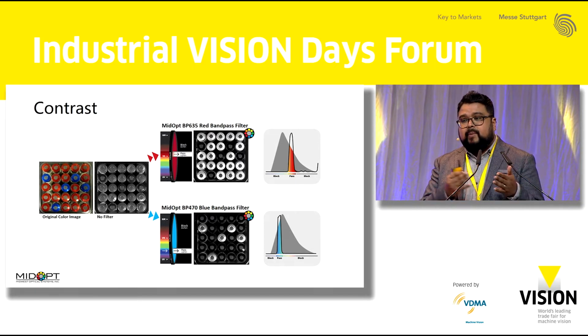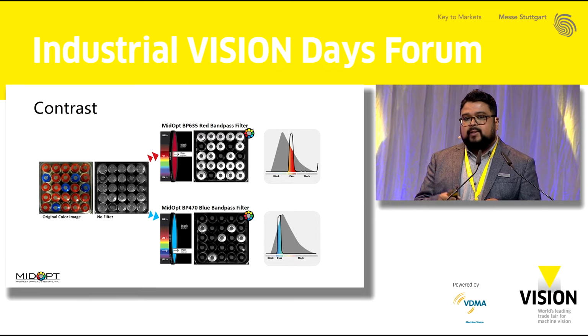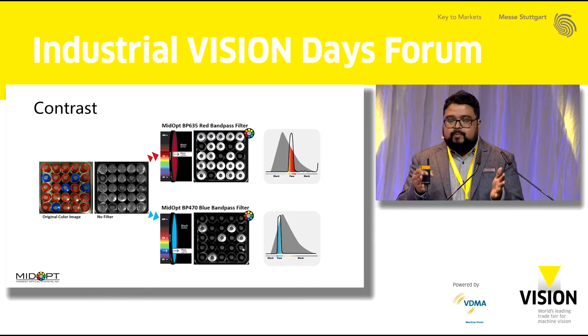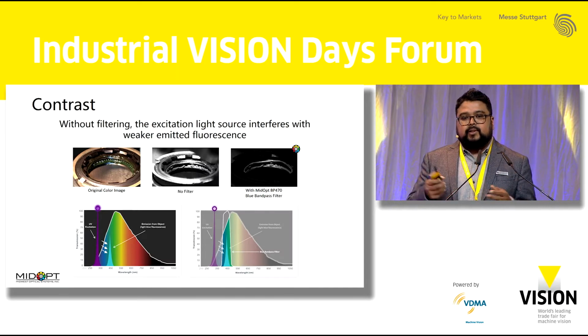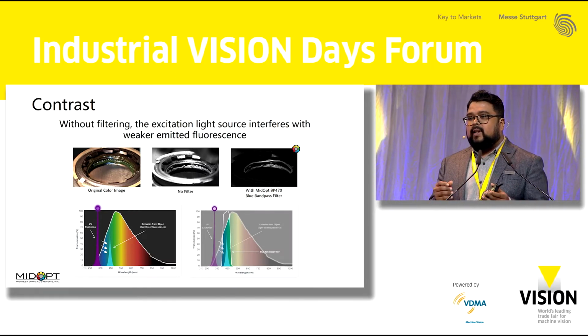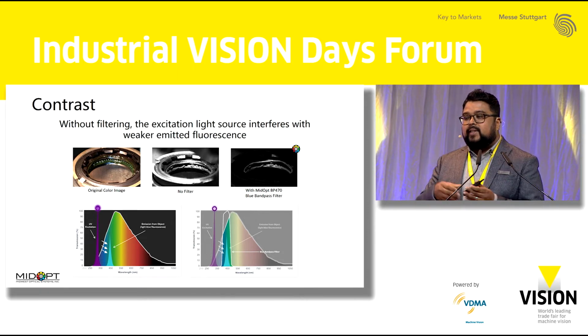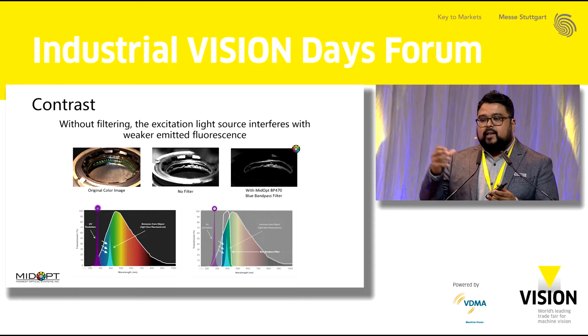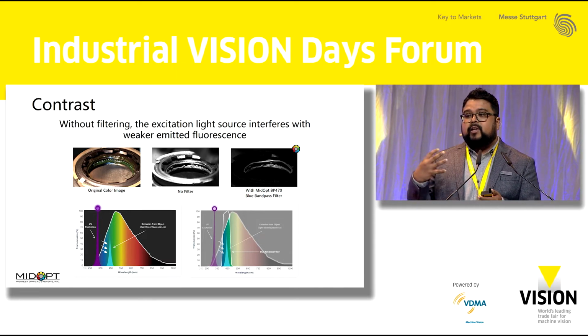Typically, when you're using a bandpass filter, you're matching the filter to your light source. So red light, red bandpass filter; blue light, blue bandpass filter. Typically, that's what you do. But what if you're using a UV light source? Well, you might immediately think, okay, I need a UV bandpass filter. But the thing to remember here, when you're using a UV light source to cause something to fluoresce, is that you want to pass the emission wavelength.